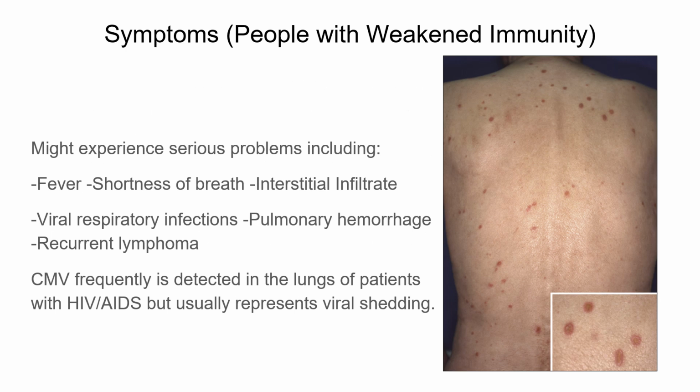People with weakened immunity might experience serious problems including fever, shortness of breath, interstitial infiltrate, viral respiratory infections, pulmonary hemorrhage, and recurrent lymphoma. CMV is frequently detected in the lungs of patients with HIV or AIDS, but usually represents viral shedding.